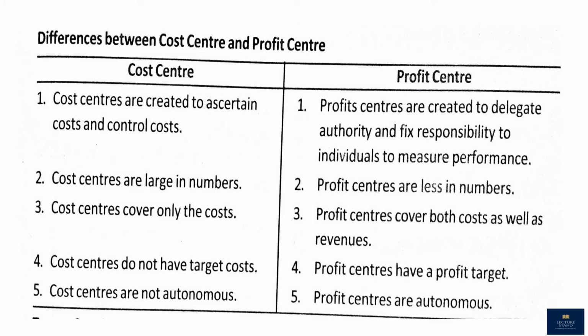Next, difference between cost center and profit center. Cost centers are created to ascertain cost and control. Profit centers are created to delegate authority and fix responsibility to individuals to measure performance. Cost centers are large in numbers. Second, profit centers are fewer in numbers. Third one, cost centers cover only cost. Profit centers cover both cost as well as revenue. Cost centers do not have target cost. Profit centers have a target profit. Cost centers are not autonomous. Profit centers are autonomous. These are the differences between cost center and profit center.